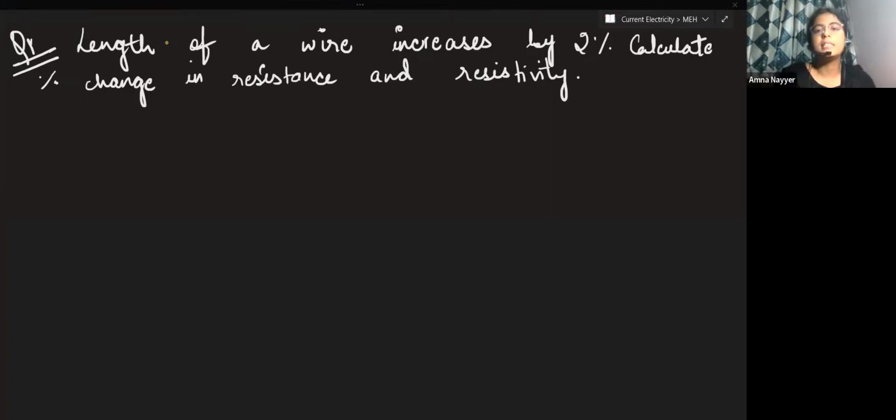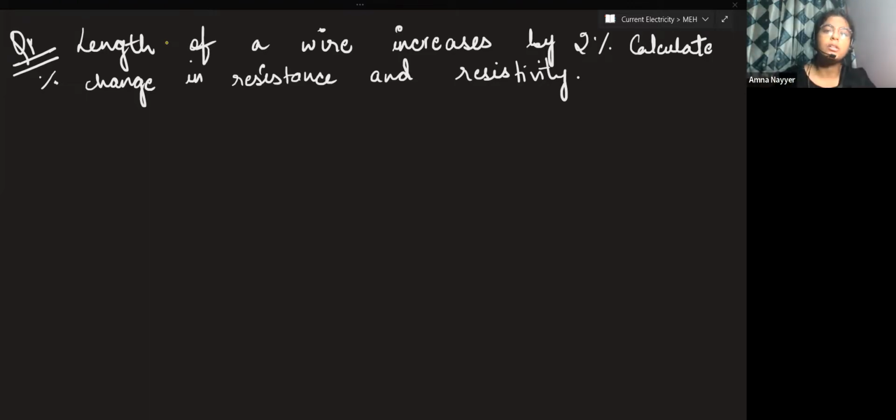See, it says that length of a wire increases by 2%. Calculate percentage change in resistance and resistivity. This is the question given. You have to find out the percentage change in resistance and resistivity.